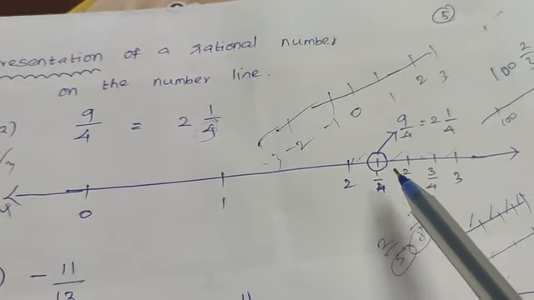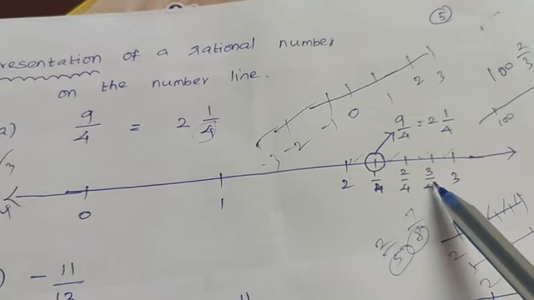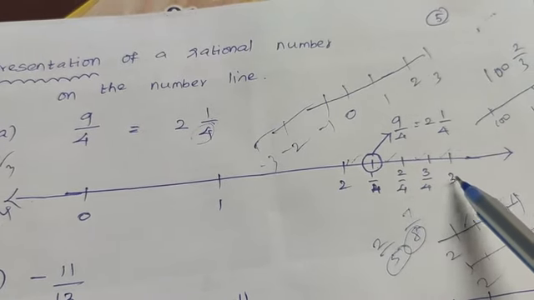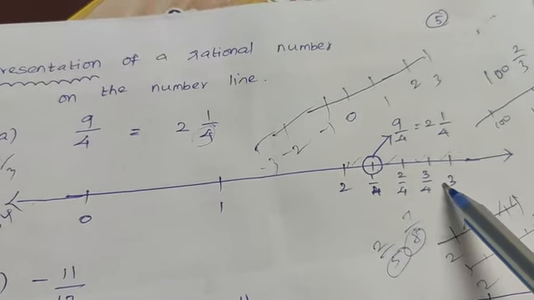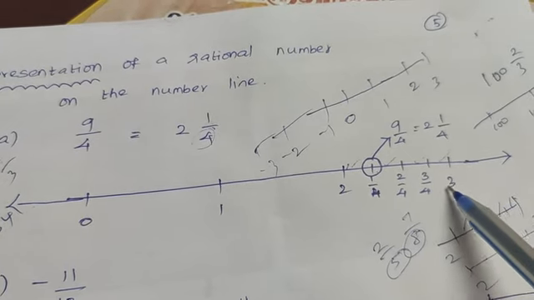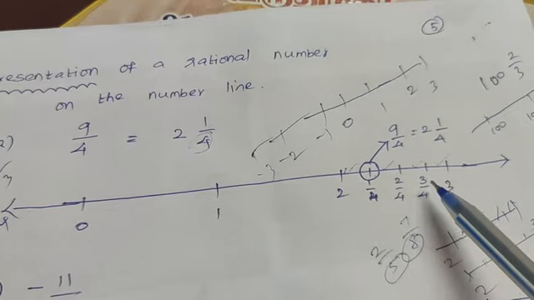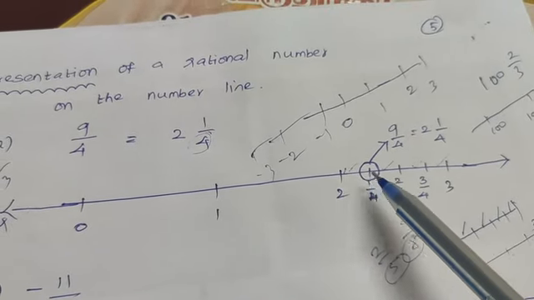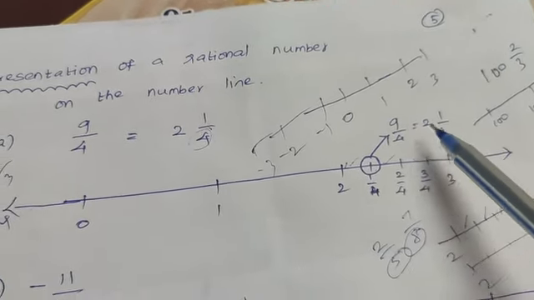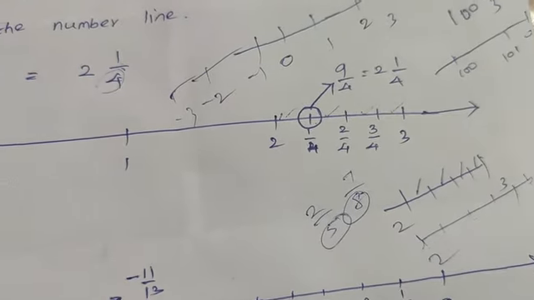Now after 2, we have 1 by 4, 2 by 4, 3 by 4, and here 4 by 4. So that's why 1. So between 2 and 3 we have 1 by 4, 2 by 4, 3 by 4. So now mark this number. This number is 9 by 4, that is 2 1 by 4.